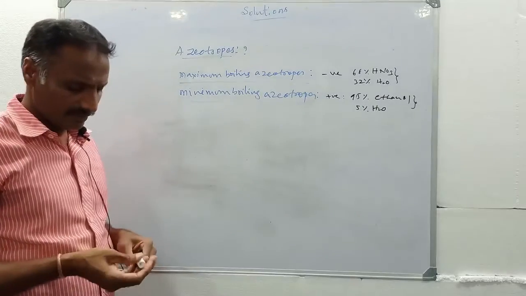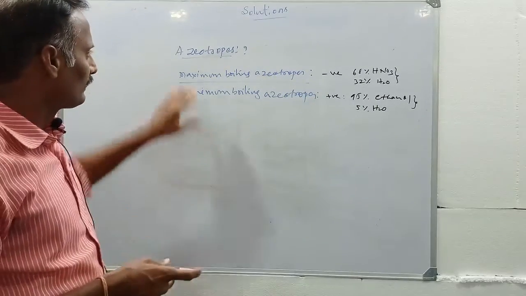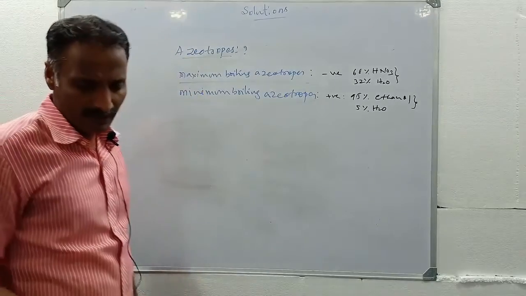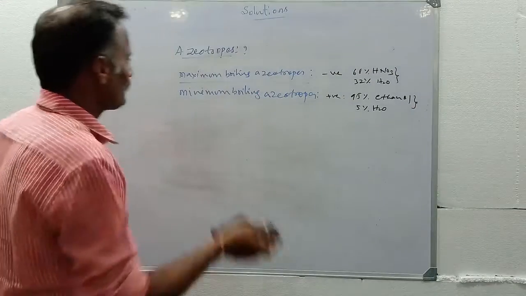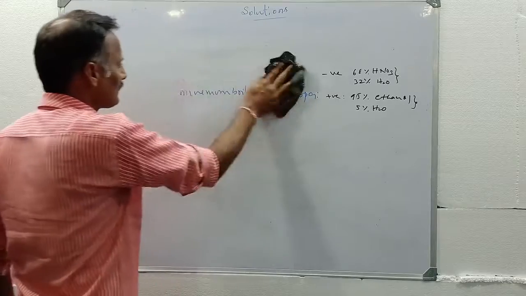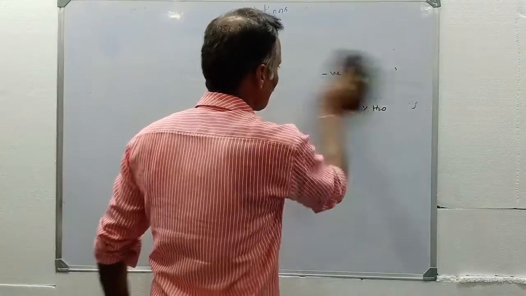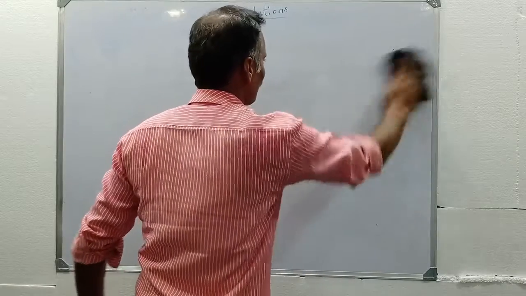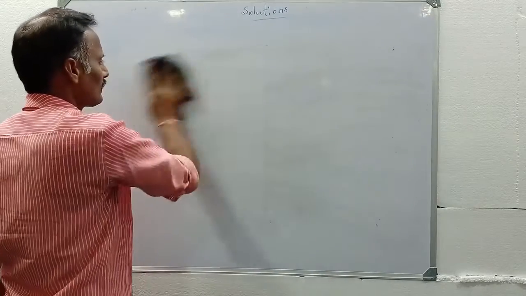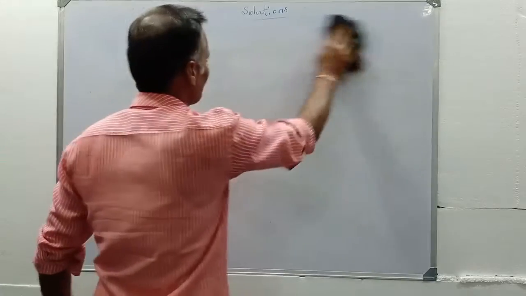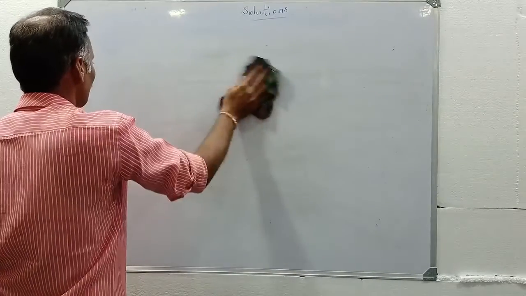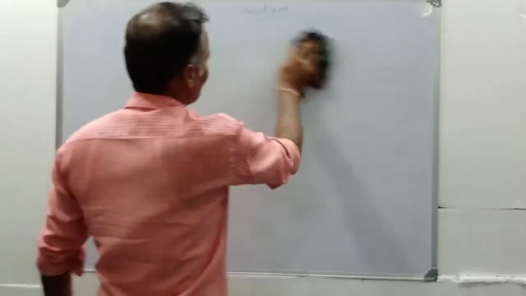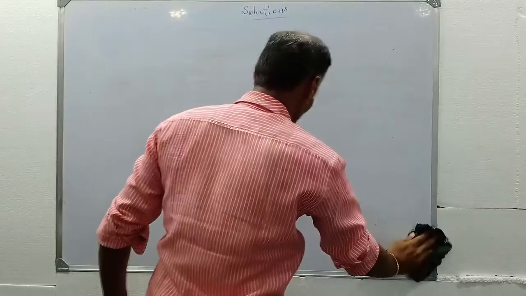This is one of the important topics in this solution chapter, that is azeotropes. Azeotropes are binary mixtures having the same composition in the solution phase as well as vapor phase, and boil at constant temperature, and it is difficult to separate the components. Since both components have the same boiling point, it is difficult to separate them by fractional distillation techniques.